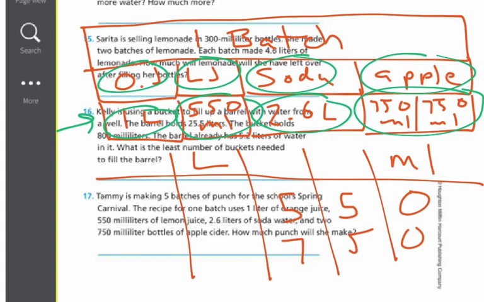I've drawn a place value chart, and I've placed in the place value chart my 550 milliliters of lemon juice and my 750 milliliters of apple juice. So changing both of these numbers into liters, I get 0.55 liters for the lemon juice and 0.75 liters for the apple juice. So now I'm ready to add everything together because I have everything converted to liters.